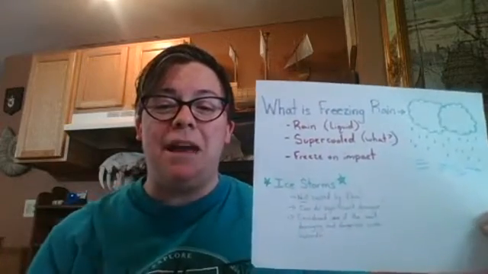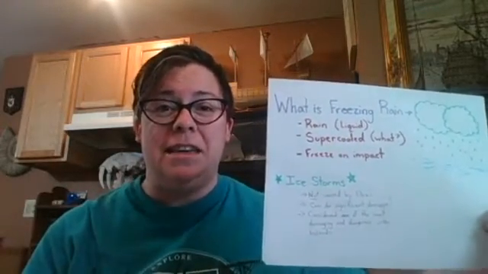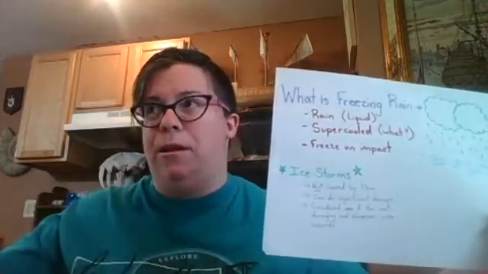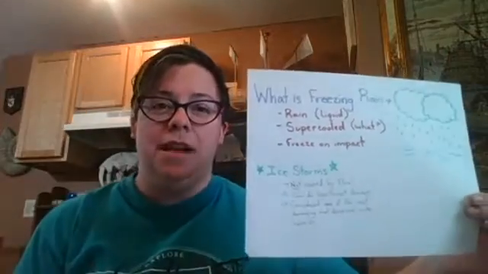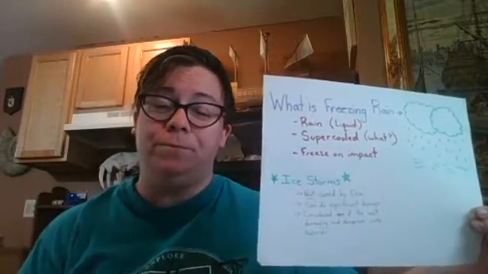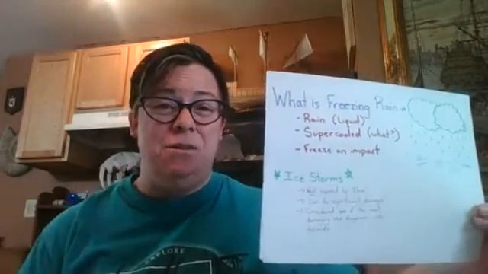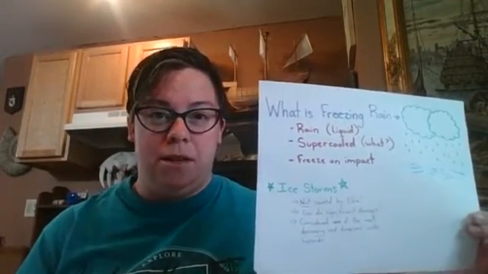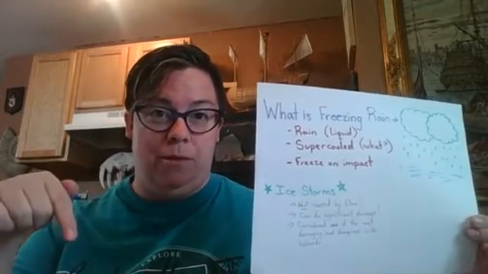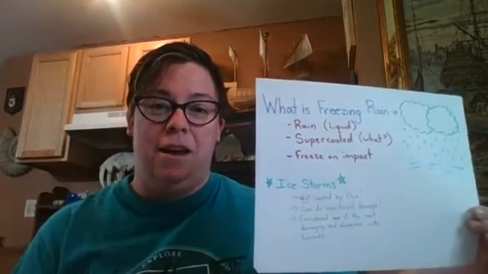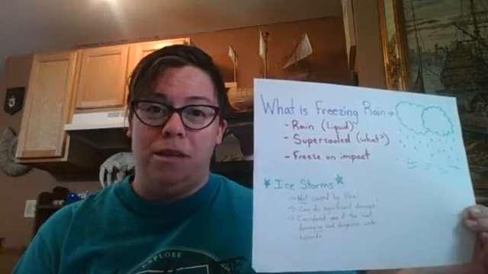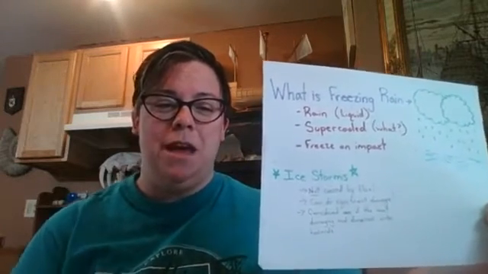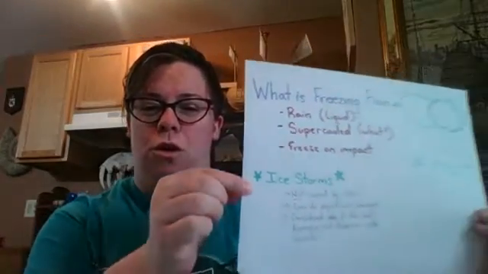Now it freezes on impact to anything it touches. It could touch the ground. It could touch your head. It could touch the trees, the power lines. Anything it touches, suddenly you have a coating of ice. This isn't a huge deal when it comes in very small amounts. But what some Minnesotans have found out from this storm that we've gotten today is that it can come in large amounts and cause lots of problems. When it comes in larger amounts and causes problems, it's called an ice storm.